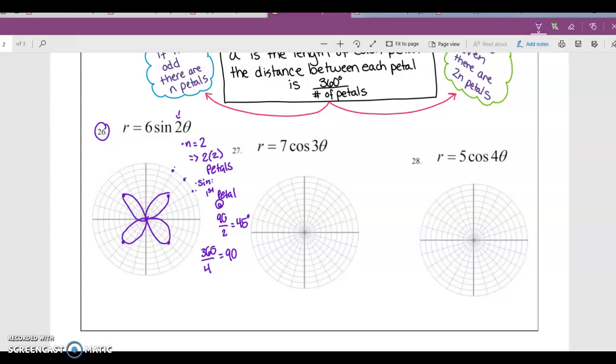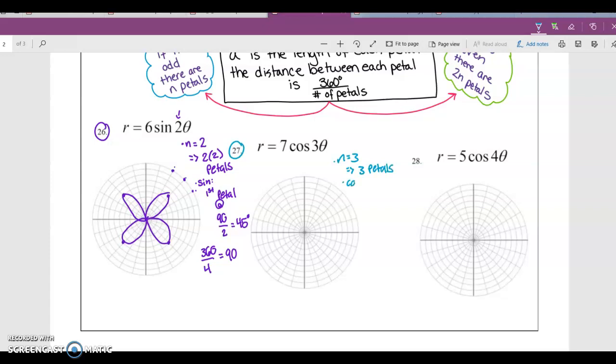So this is your graph for r is equal to 6 times sine of 2 theta. So moving on to our next equation, we will do a cosine. So for this one, n is equal to 3. So that means there are 3 petals.